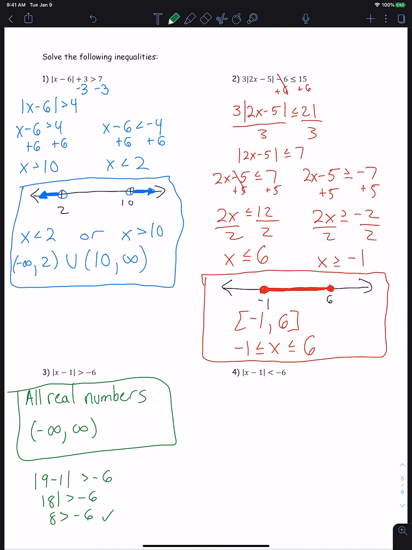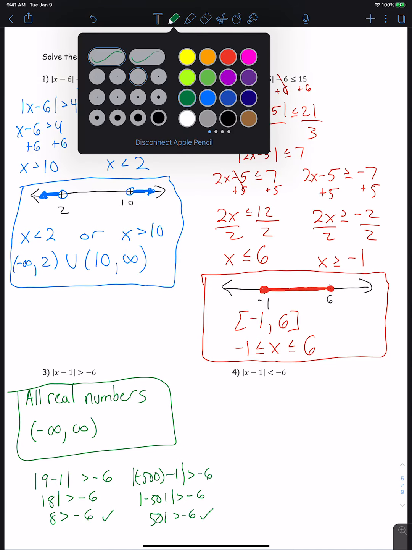Now try another random number. Let's do negative 500. The absolute value of negative 500 minus 1 is greater than negative 6. I get the absolute value of negative 501. It's greater than negative 6. 501 is greater than negative 6. That checks. So any real number you plug in is going to be a solution to this inequality.